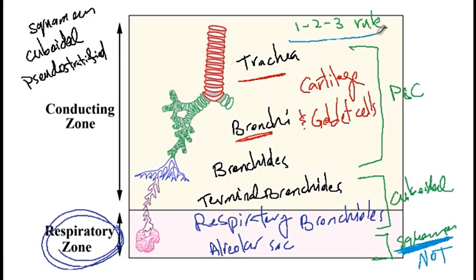So just use this 1 to 2 to 3 rule to know that the first structure, alveolar, is squamous. The next two structures, which are respiratory bronchioles and terminal bronchioles, are cuboidal cells, and then the next three, which are bronchioles, bronchi, and trachea, are all pseudostratified columnar cells. And that concludes our discussion.